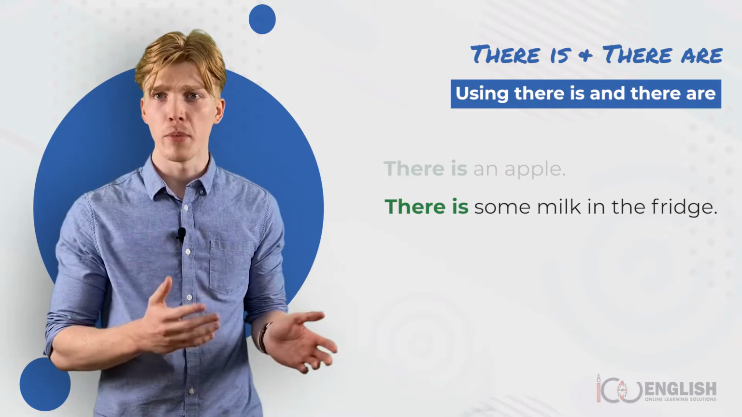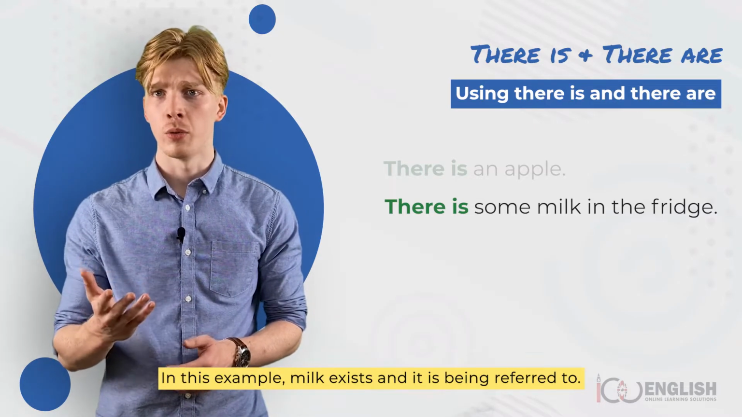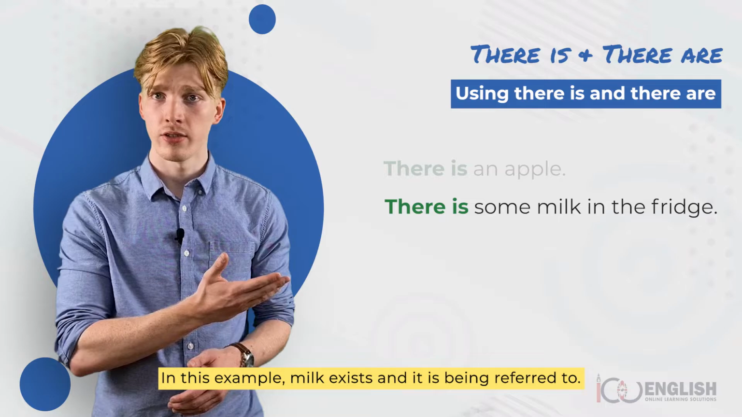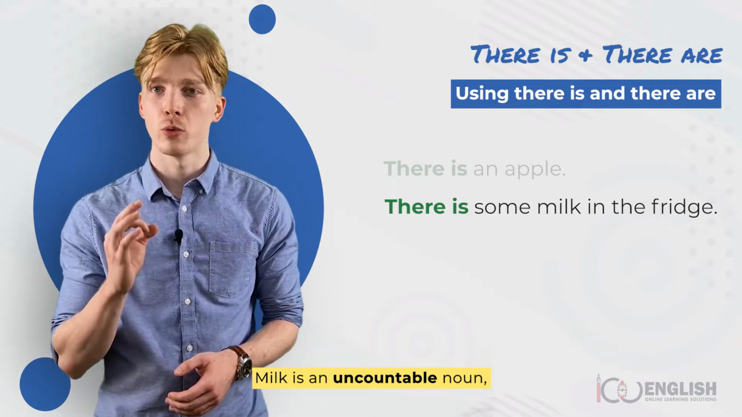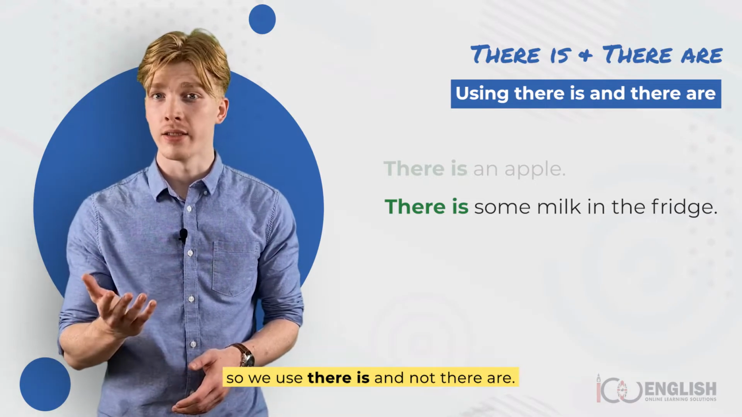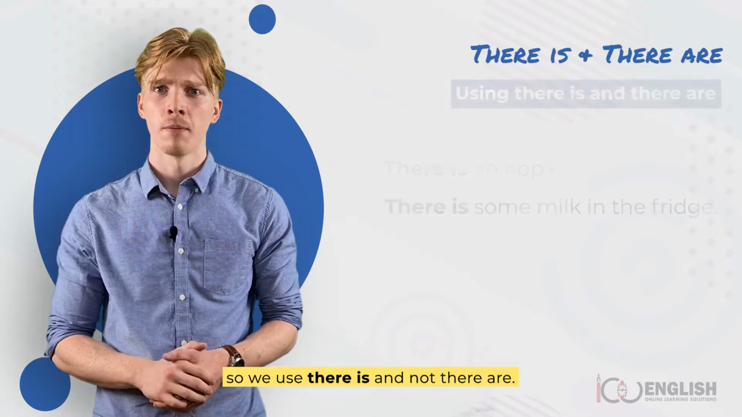There is some milk in the fridge. In this example, milk exists and it is being referred to. Milk is an uncountable noun. So we use there is and not there are.